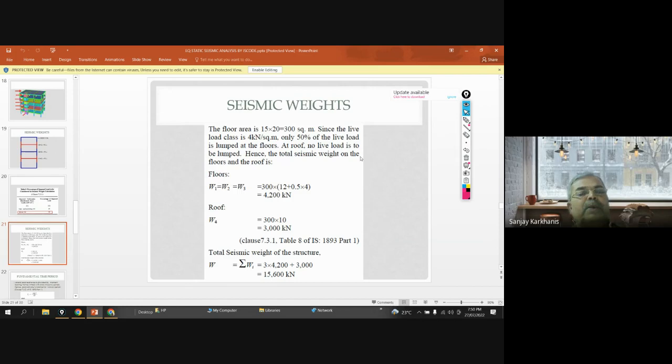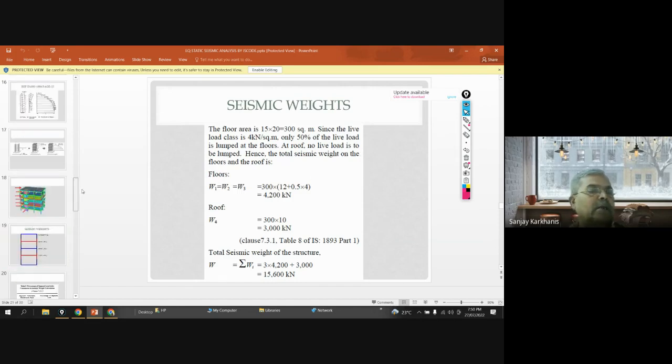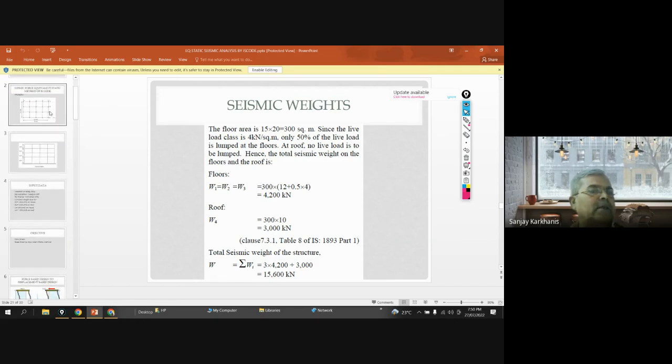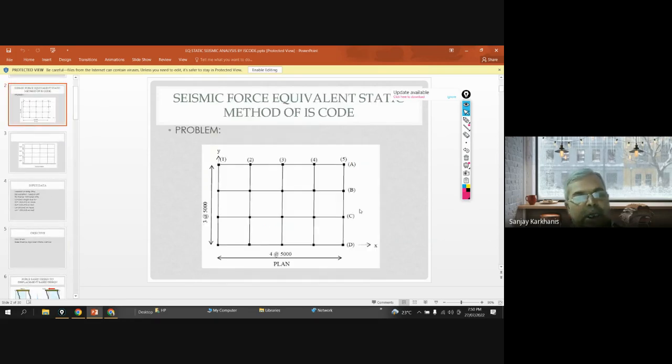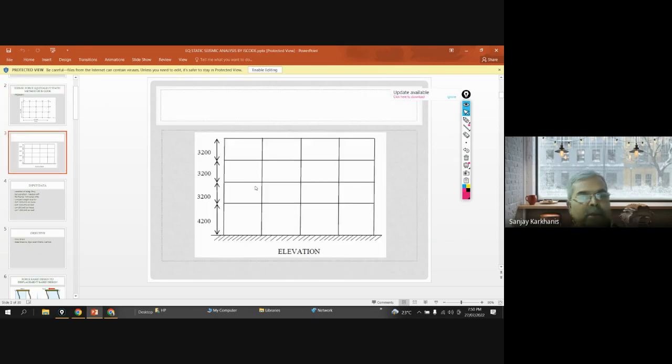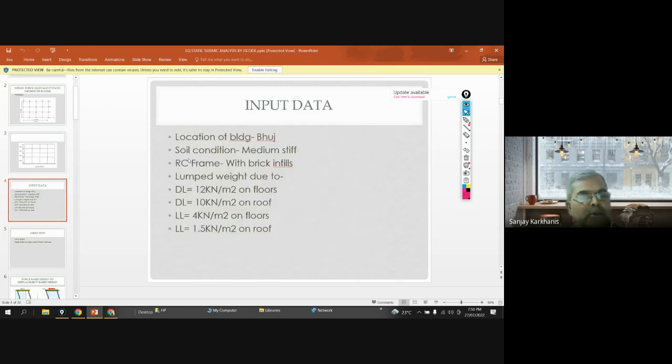Now the calculation. This is your seismic weight calculation. Now everything is very simple. You have to go to your data, and your data is saying that this is your plan area of the building, and this is your height of the building, number of floors, and this is your data that you are considering. So at floor, you are considering 12 kilonewton per square meter, and live load on floors, you are considering 4. On terrace, you are considering 10 as a dead load and live load equal to 1.5.